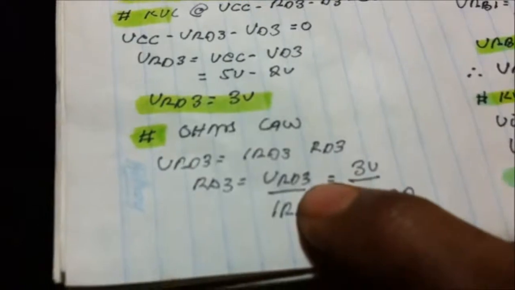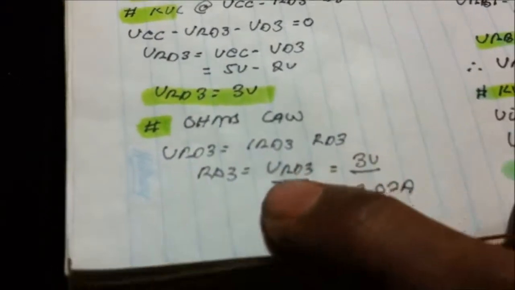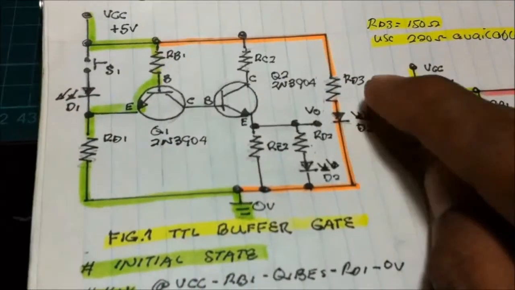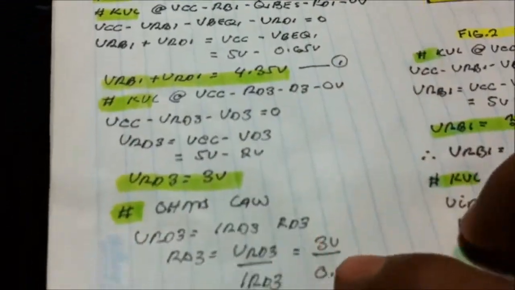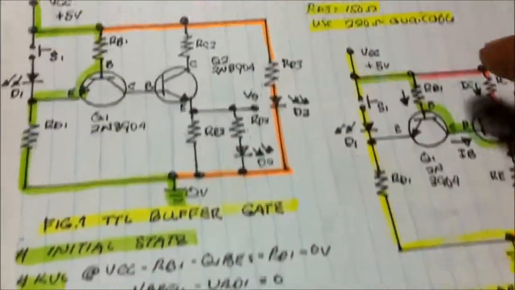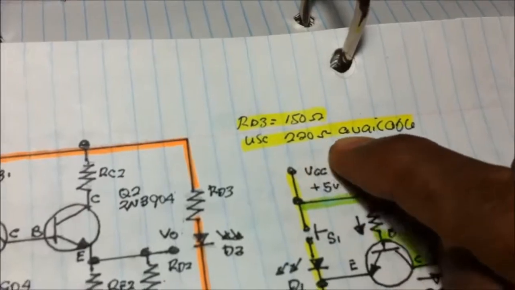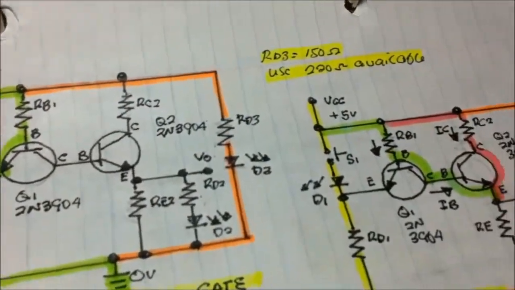Using Ohm's law, V equals IR, RD3 is 3 volts divided by the current rating of the LED to turn on, 0.02. And from the data sheet, we get the resistor value of RD3, 150 ohms. But I'm using 220 ohms, my available resistor.